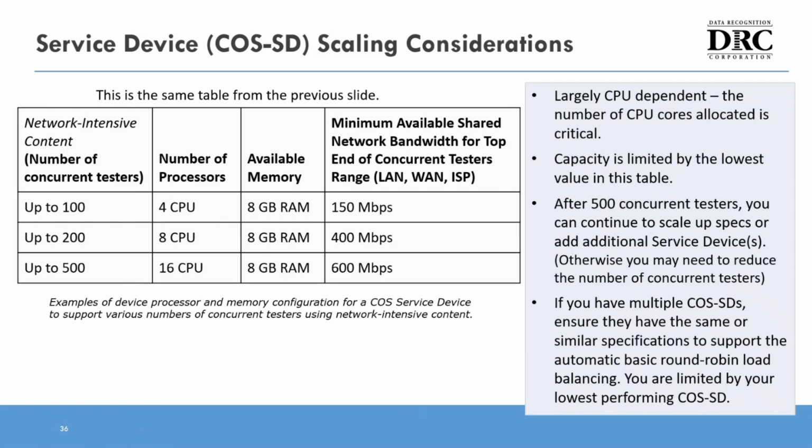Also, if you're using multiple COS service devices in a single configuration, it's best to keep those devices closely aligned in specs for optimal load balancing performance. The system does automatic round-robin load balancing and assigns tests evenly regardless of the service device specs. So if you have a low-performing COS-SD matched with a high-performing COS-SD, the lowest performing one will dictate and limit your capacity. So please make sure that the specs across your pool of COS-SDs is the same or very similar. Otherwise, just know that your capacity is limited to the lowest performing service device since tests are assigned to them evenly.